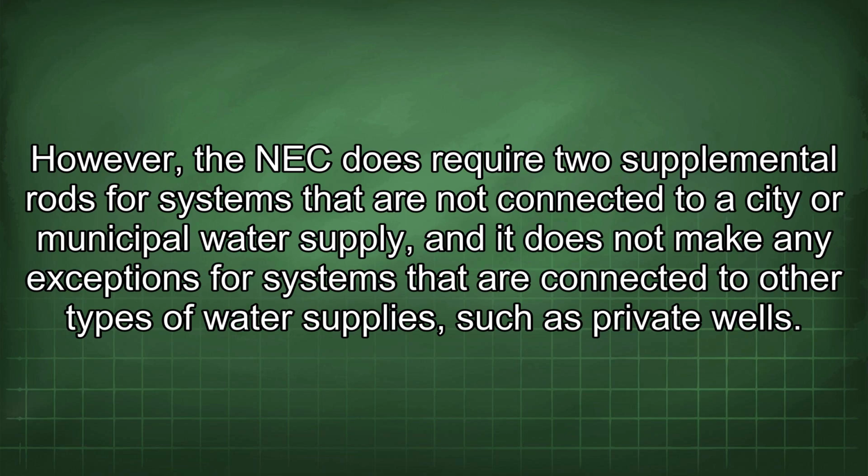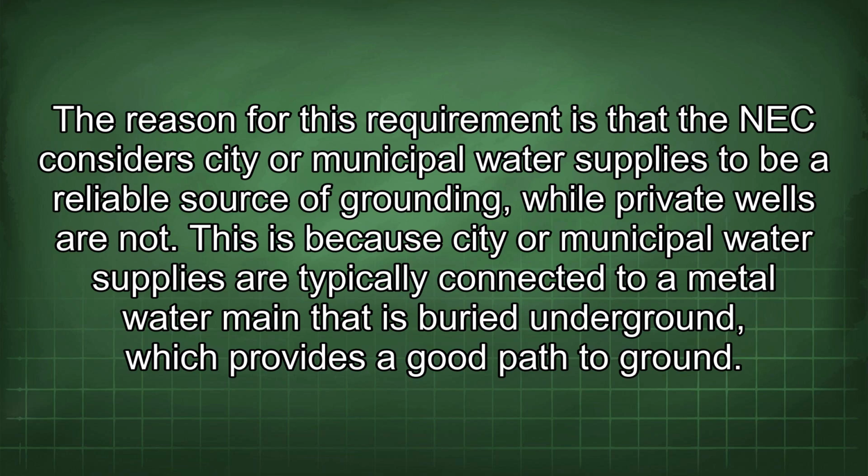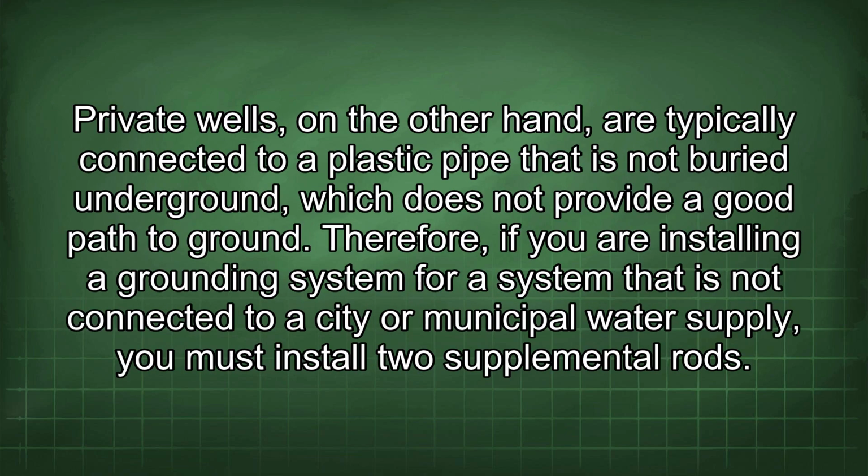The reason for this requirement is that the NEC considers city or municipal water supplies to be a reliable source of grounding, while private wells are not. This is because city or municipal water supplies are typically connected to a metal water main that is buried underground, which provides a good path to ground. Private wells, on the other hand, are typically connected to a plastic pipe that is not buried underground, which does not provide a good path to ground. Therefore, if you are installing a grounding system for a system that is not connected to a city or municipal water supply, you must install two supplemental rods.